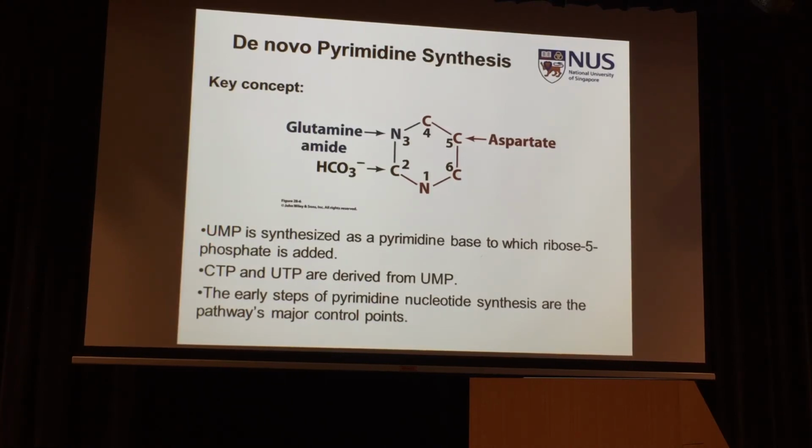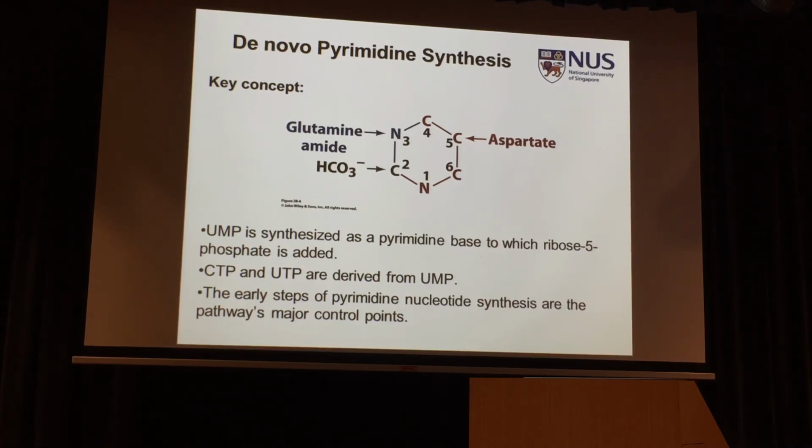Just now it was IMP, which we built up from a ribose 5-phosphate. We started with a ribose 5-phosphate, but for pyrimidine, we do it the opposite way. We build the base first, then we add the ribose 5-phosphate. That's a major difference. And from U, we can derive C and T.